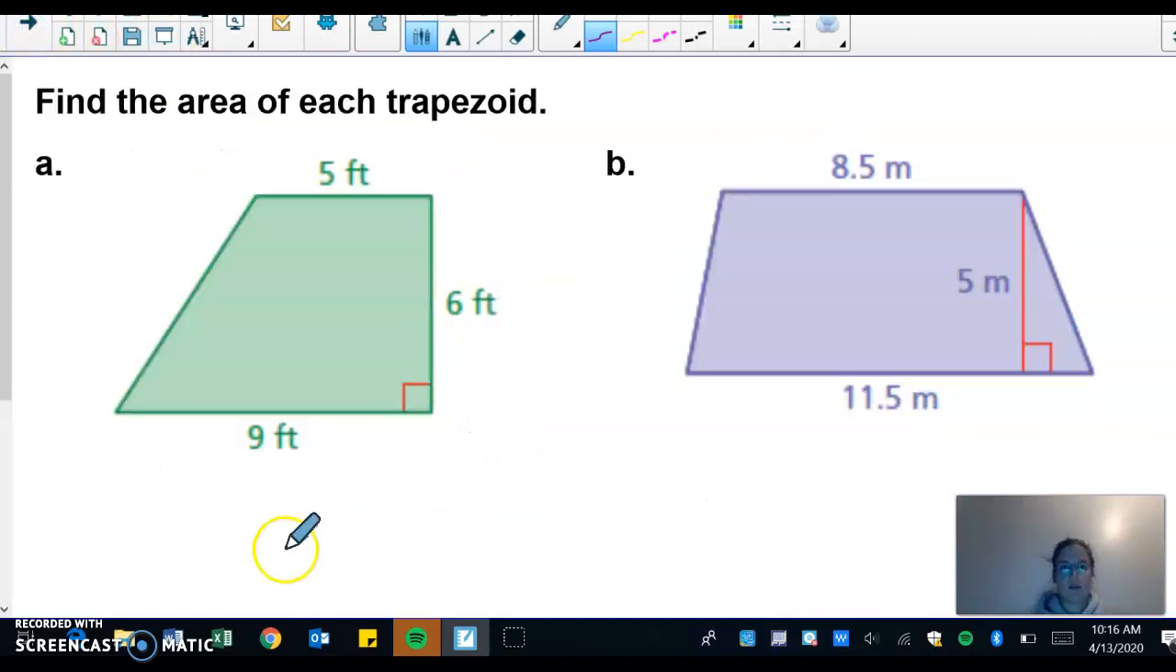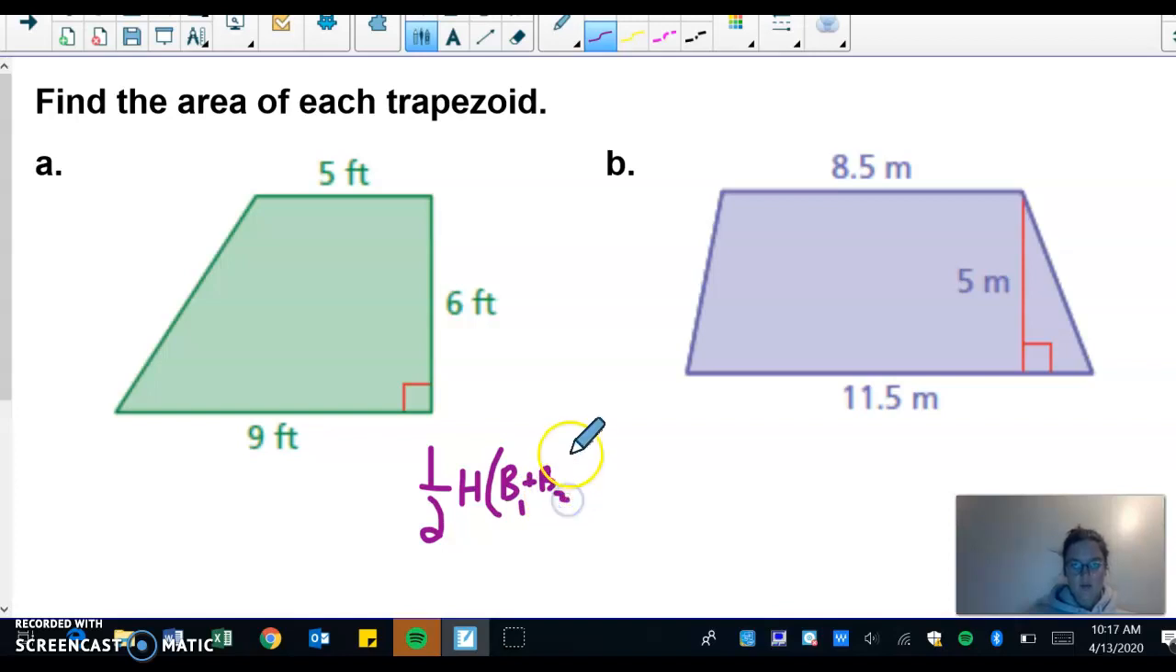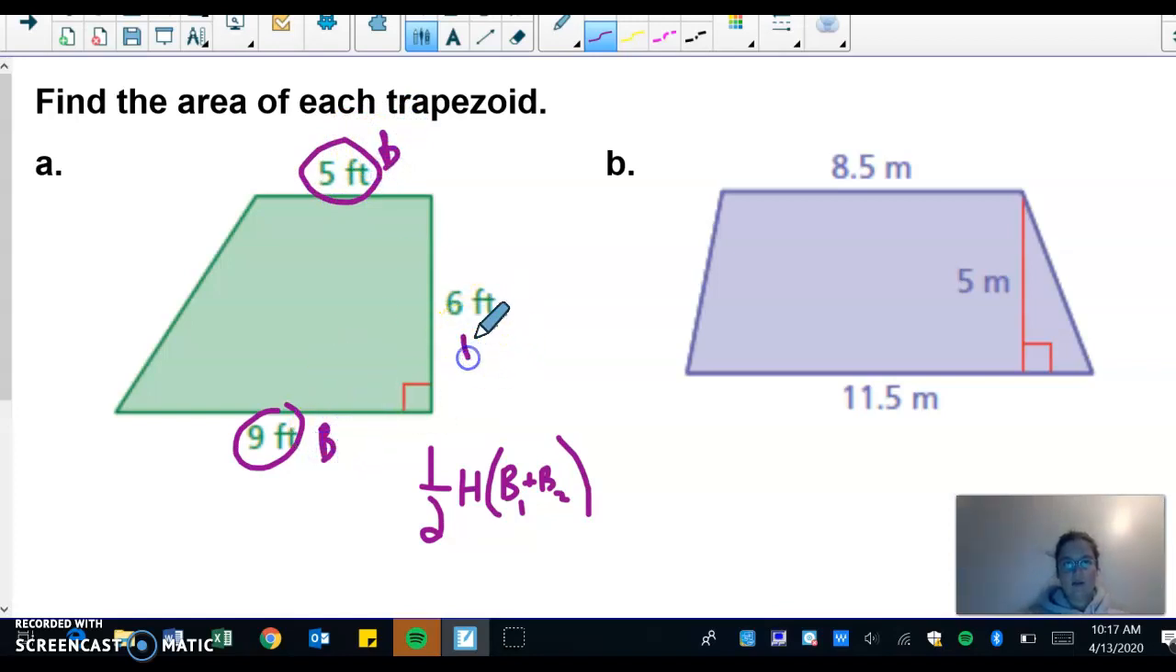So let's practice some of these. So the formula is 1/2 times the height times the sum of both the bases. So base 1 plus base 2. And the bases are the parallel lines. So for this green figure for A, the only parallel lines I have are 9 and 5. So those are the bases. So that's a base and that's a base, which leaves the height to be 6.